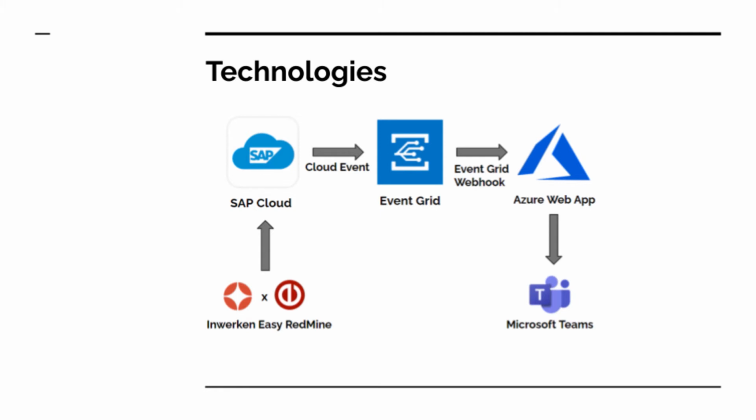All right, so the tech stack we have here at the bottom left, there's the Inwerken Easy Redmine system. This is their issue tracking system. Once an issue gets created, it gets sent into the SAP cloud. Then the SAP cloud sends a cloud event to the event grid, which is just an event broker, I guess to say. And that just forwards the message on via webhook to our web app.